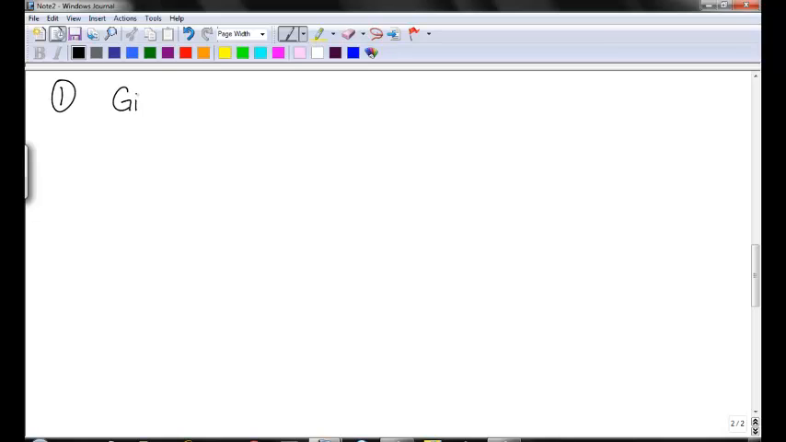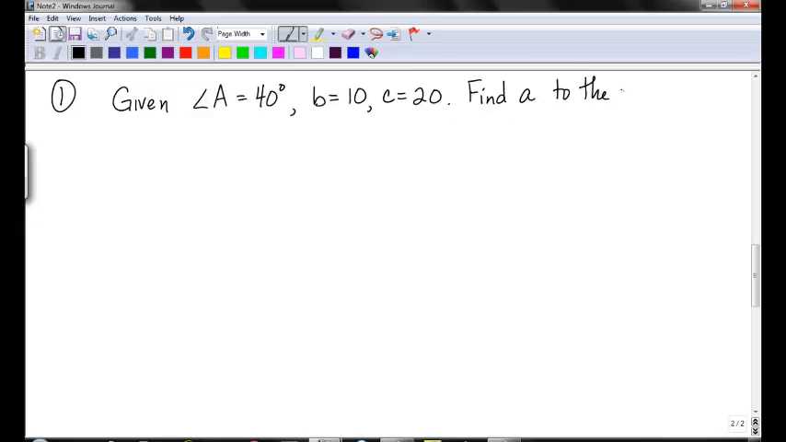Say you're given angle A is 40 degrees, side B is 10, side C is 20. Find side A to the nearest tenth.